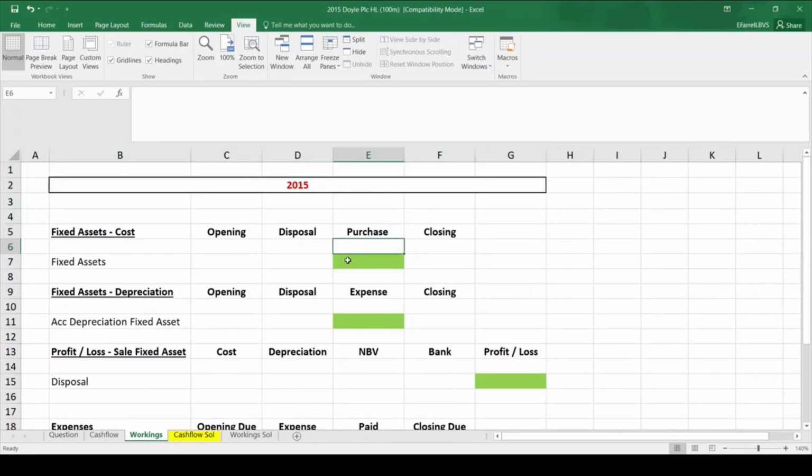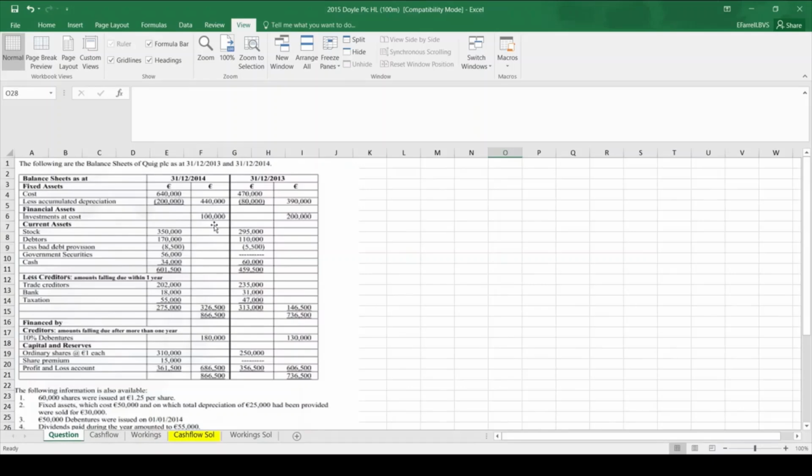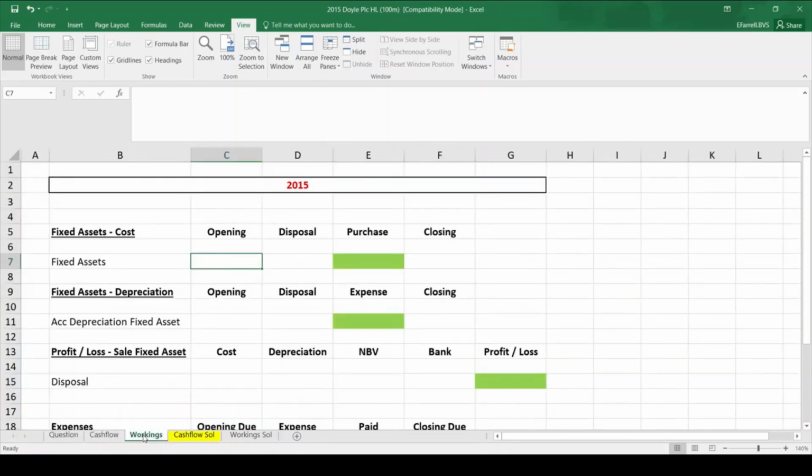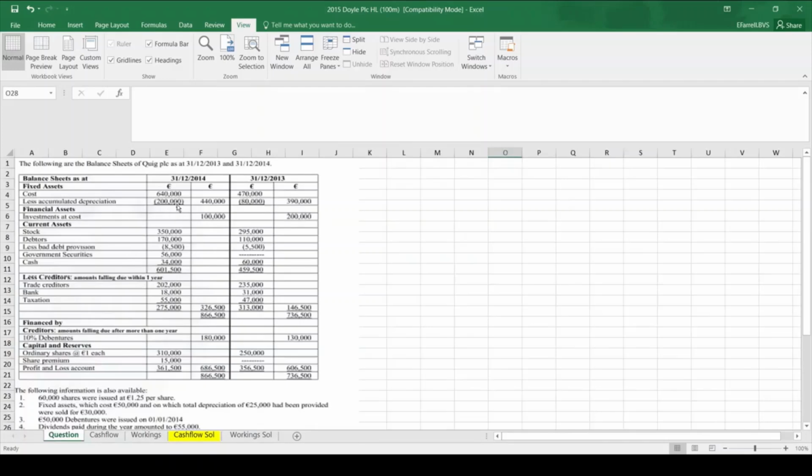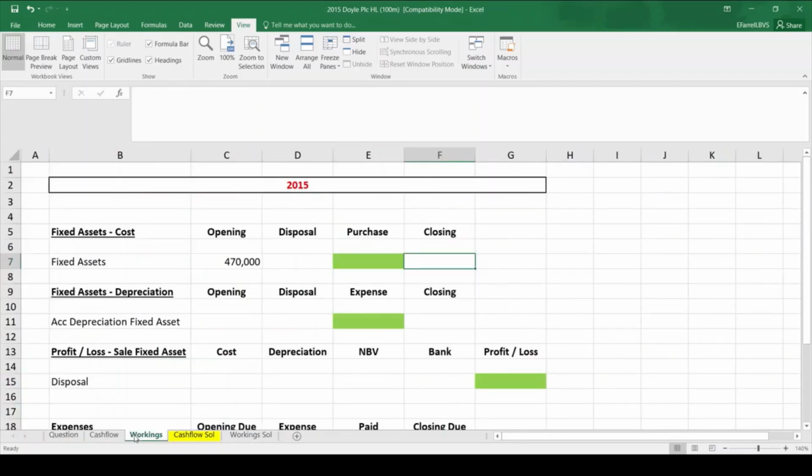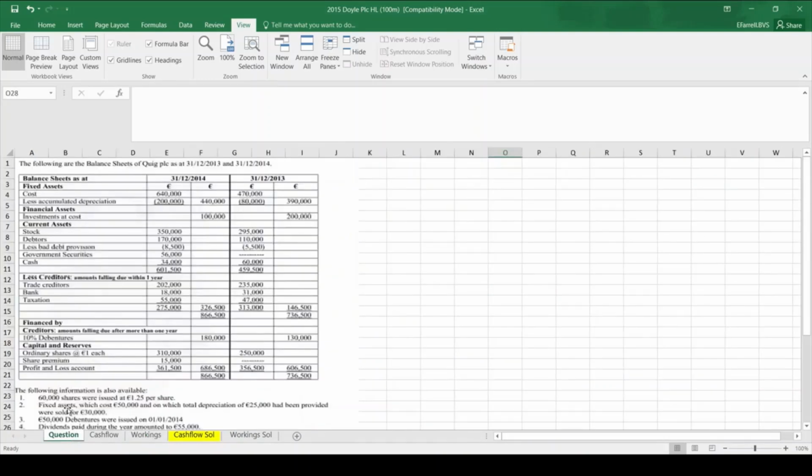The first working I would do is on fixed assets. So if we go back to the question, opening fixed assets are 470,000 and the closing fixed assets are 640,000. So if there was no sale of fixed assets, then the difference between 470 and 640 would be just purchases. But in this question, there are disposals of fixed assets. We can see here in note 2, fixed assets which cost 50,000 and a depreciation of 25 were sold for 30. So the cost of those assets that were sold was 50,000.